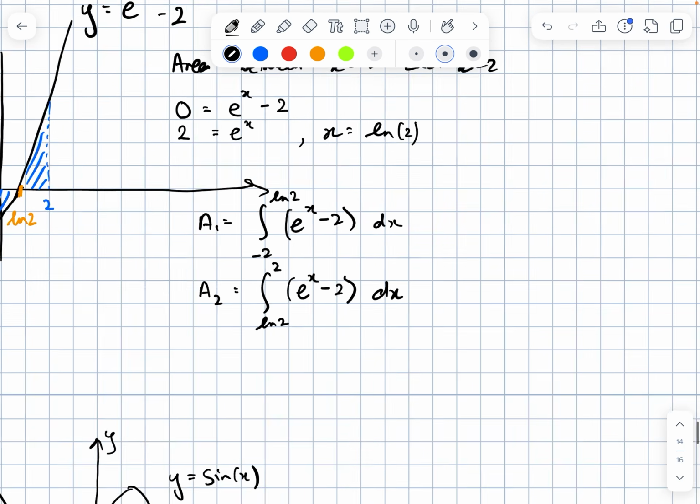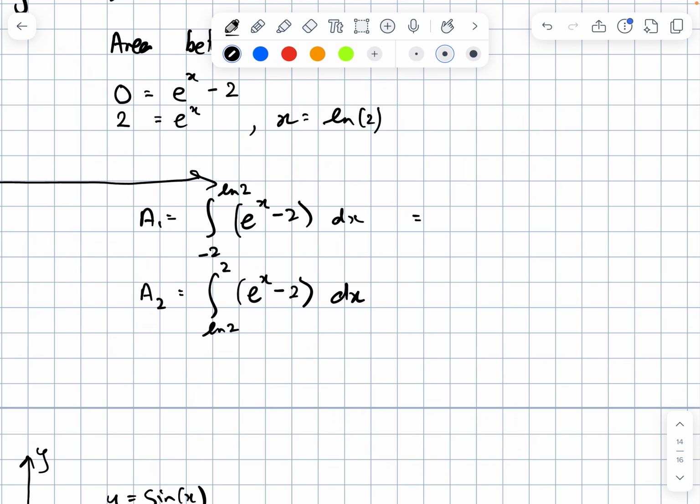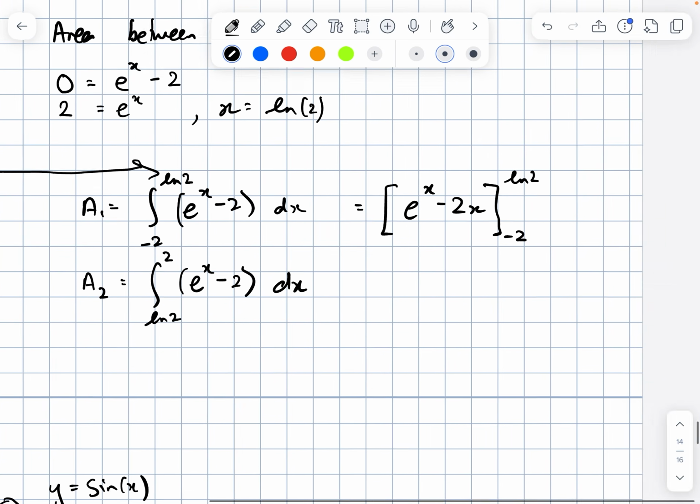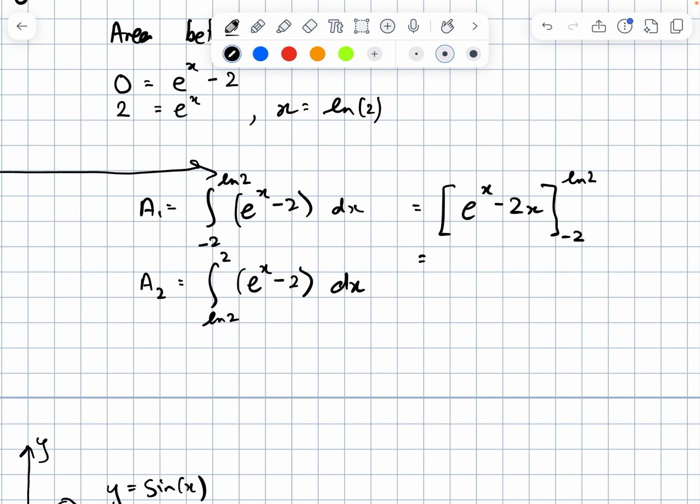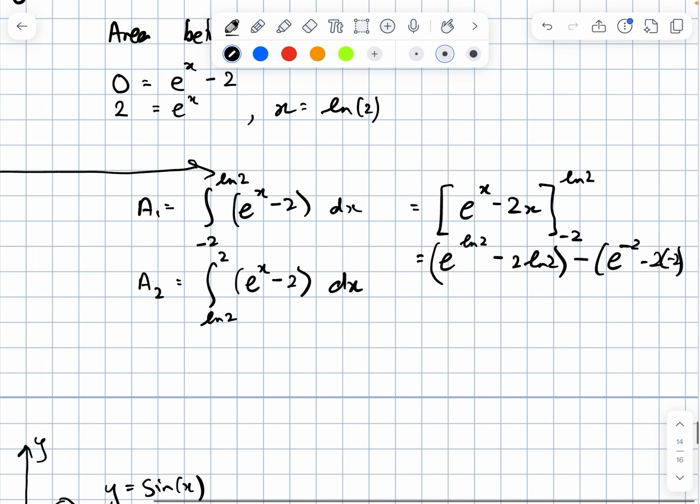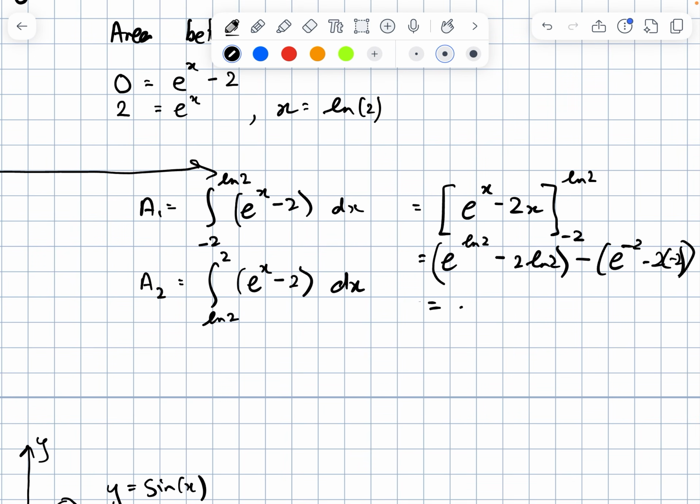So A1, well, that will give us e to the power of x minus 2x between ln 2 and -2, which is e to the power of ln 2 minus 2 ln 2 minus e to the power of -2 minus 2 times -2. That gives us -3.5216.